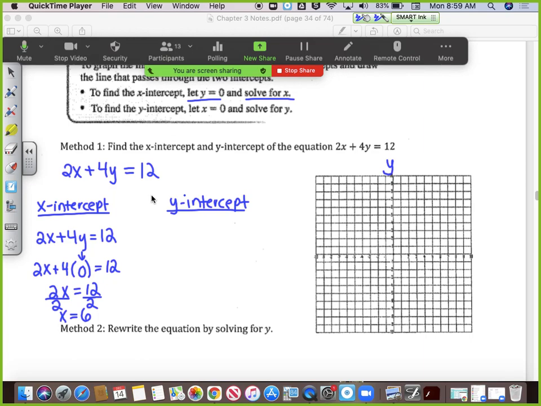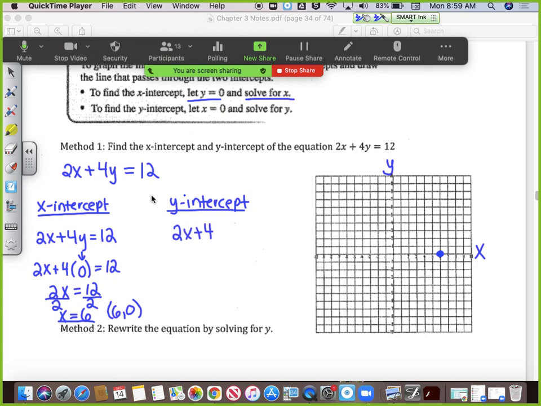What this means is that the line crosses the x-axis at 6. So you will go to the x-axis, which is your horizontal line, go over to 6, and make a point. The reason you make a point there is because this is where it crosses the x-axis. It crosses the x-axis at 6. The ordered pair for this is 6, 0, because y is 0 when you're on the x-axis, and it crosses here at 6. To find the y-intercept, we basically do the same thing, but the opposite.